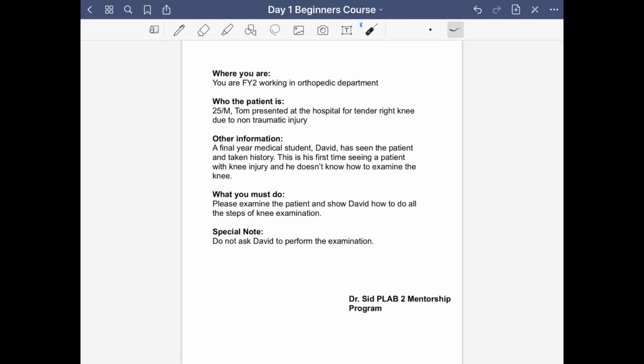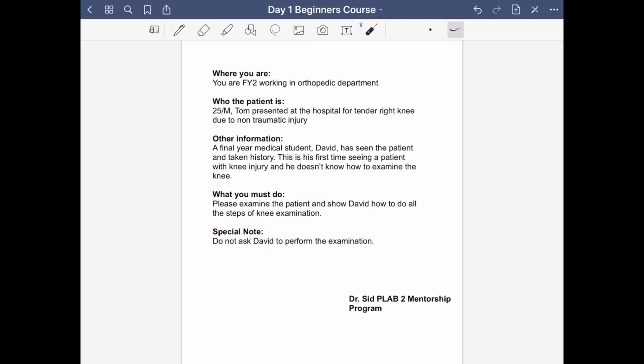Now, the second part, who the patient is, it says the patient's particulars like name, age and sex of the patient, and it also says about the symptoms or the complaint of the patient. Other information will give extra information regarding this patient. What you must do will give you the task, what to do inside the cubicle. Don't do anything more than this. Don't try to be very smart. Do only those things which are given here. And the special note is something that you have to consider if required in some situations.